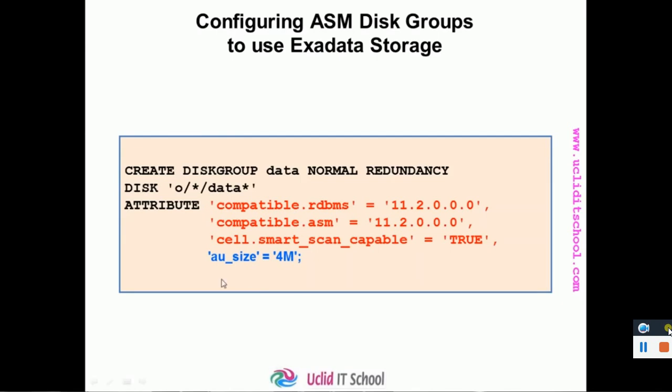And the last one, which is in blue color, is not compulsory. It is a best practice recommendation. Oracle recommends you use a 4 MB allocation unit size on Exadata, because smart scan is optimized for 4 MB reads, not 1 MB reads. The default AU size is 1 MB, so outside Exadata we go with the default most of the time, which is 1 MB. But on Exadata, the recommendation is 4 MB because smart scan is optimized for 4 MB reads. Other than this, the syntax remains the same.